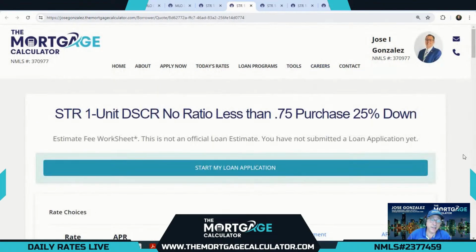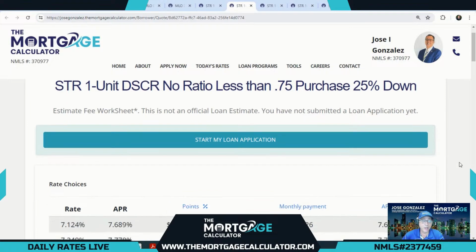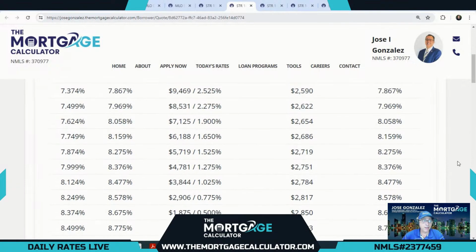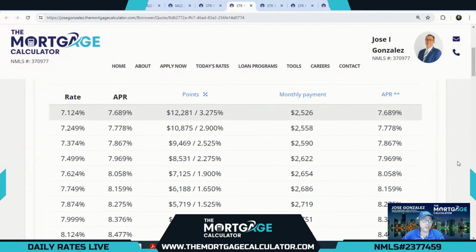And then if you can't meet the 0.75 to 0.99 debt service coverage ratio, we do have one. This is a mind blower, this is our no ratio DSCR, where the debt service coverage ratio is less than 0.75. Again, only 25% down payment for this option. And we're looking at 8.624 as our lowest cost option at par. And you can buy that down all the way to 7.124 at a cost of 3.275 points.